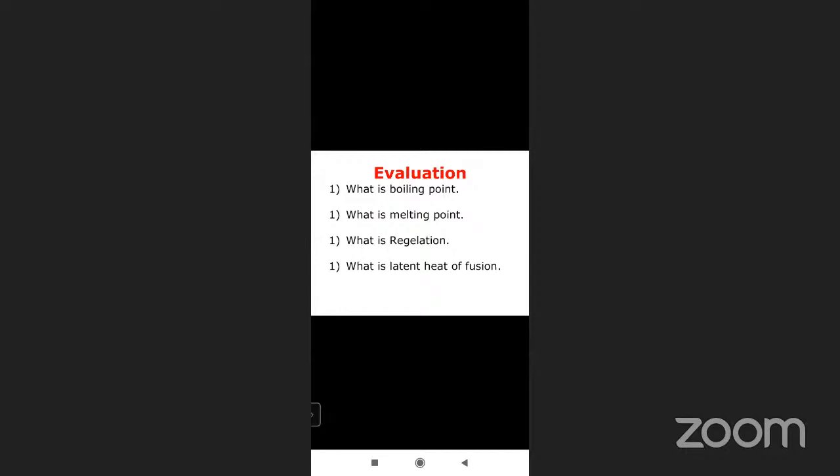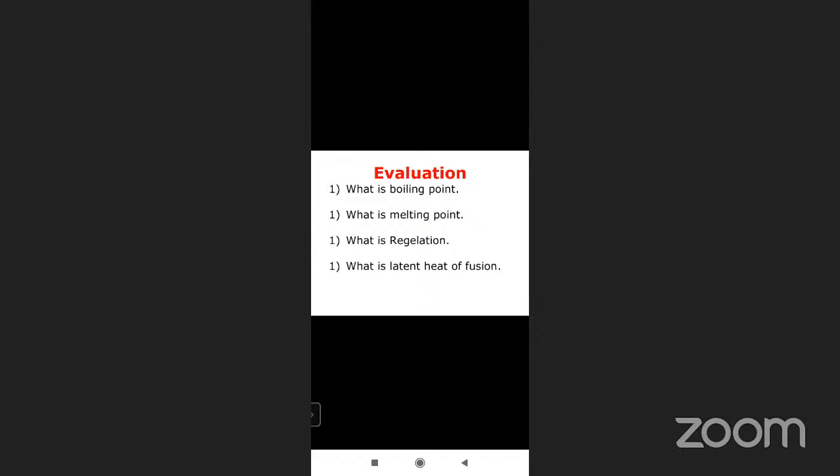Then the second question is, what is melting point of ice? Those who know, they can raise your hands and they can tell the answer. What is melting point of ice? The constant temperature at which the ice converts into water is called the melting point of ice. Okay, very good. And apart from that, we have seen one more definition, that is, what is regelation. That definition anyone can tell. What is regelation?